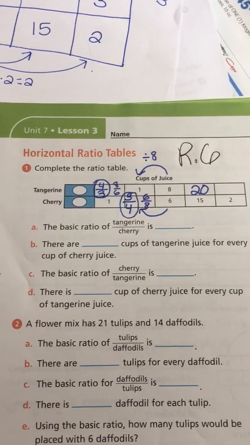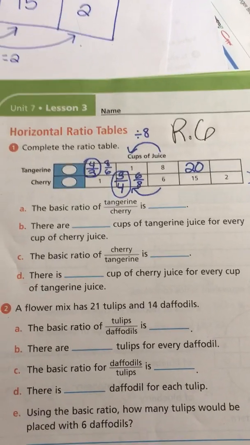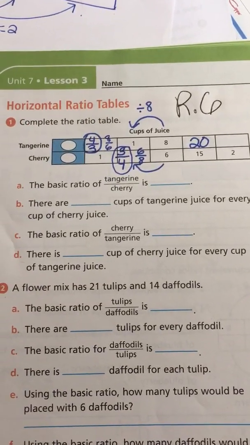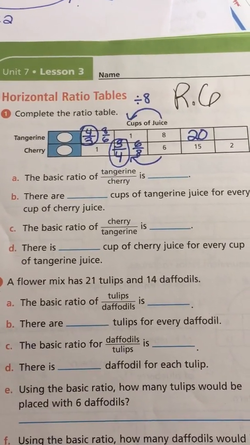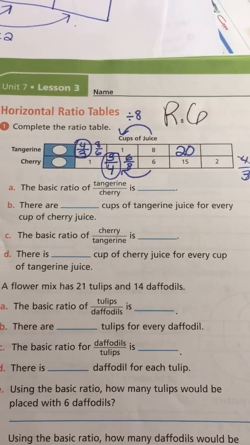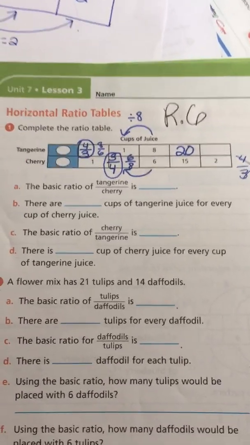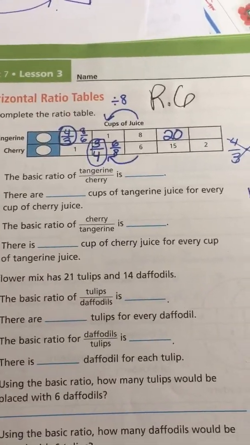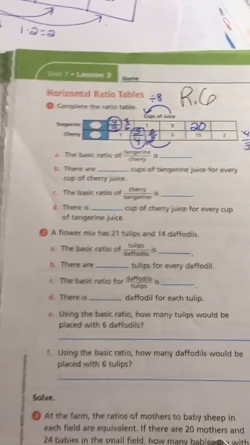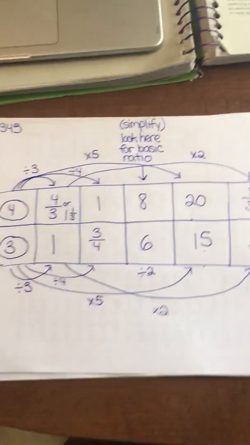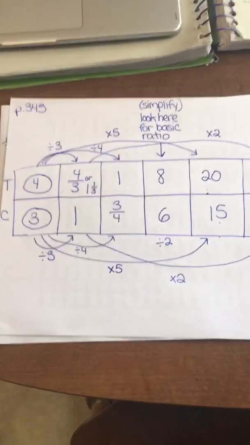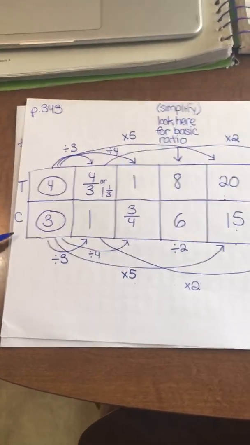Hey, sixth graders, Ms. Keith and I were noticing that lesson number 3 for Unit 7 is a little bit tricky, and specifically this ratio table for number 1. So I'm going to refer to page 343 in your workbook to help you with this going forward. Just to make it a little bigger, I copied the table for us to refer to. Remember, the ratio that we were comparing was tangerine and cherry.